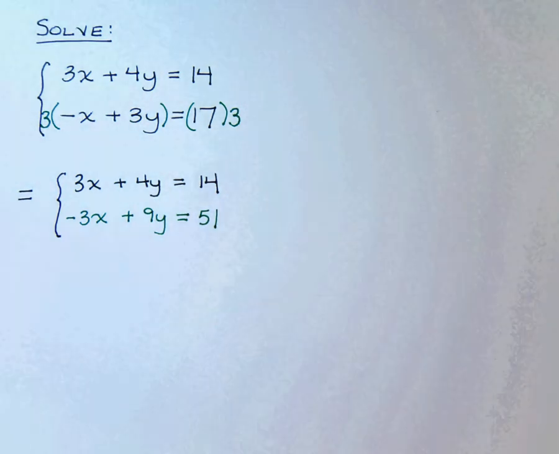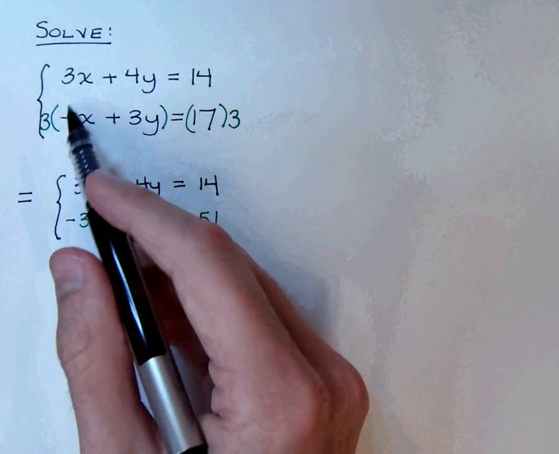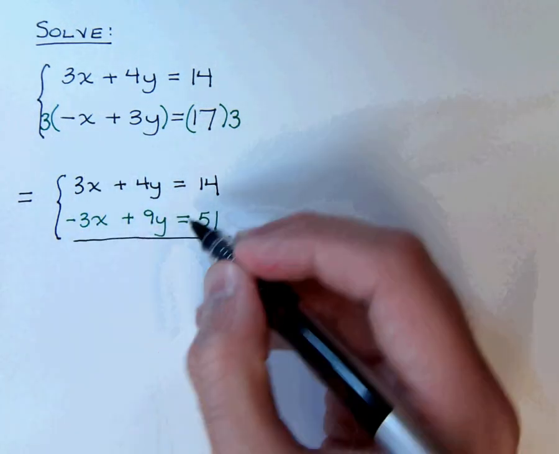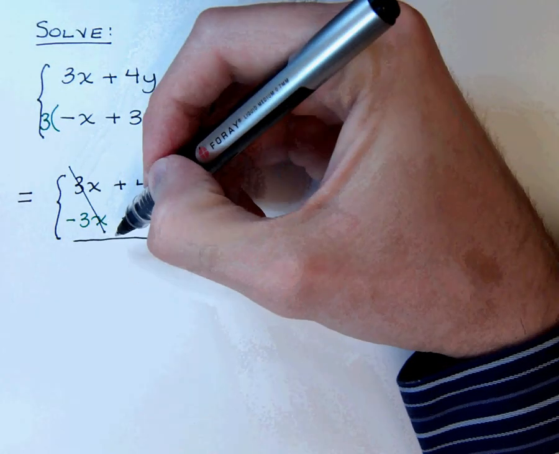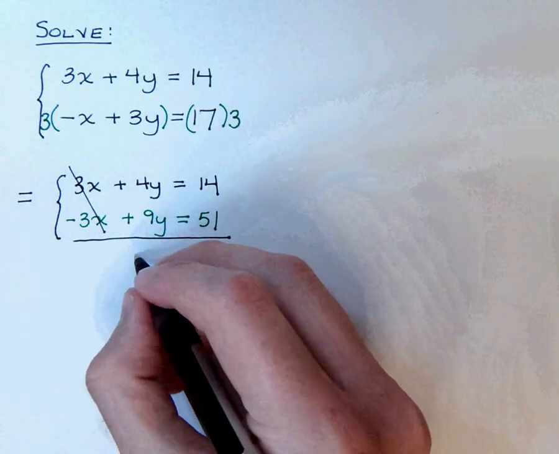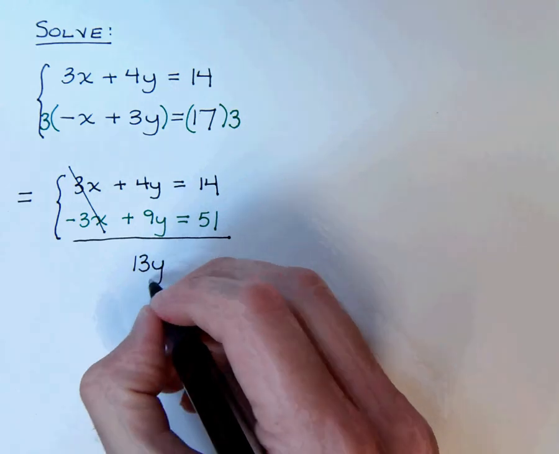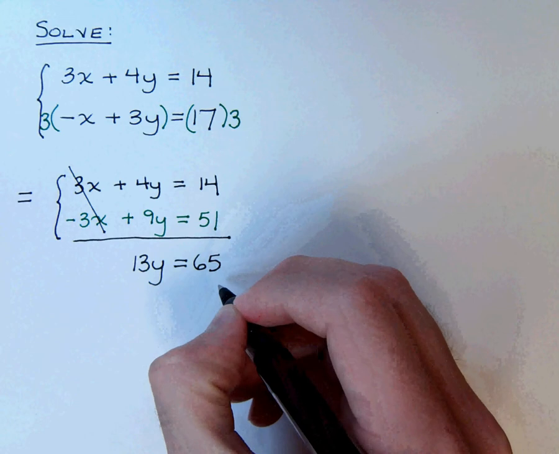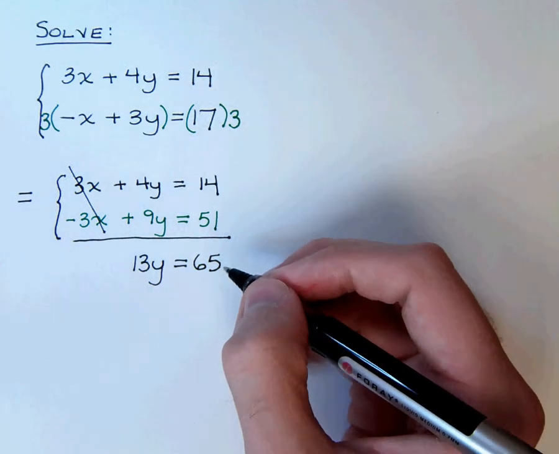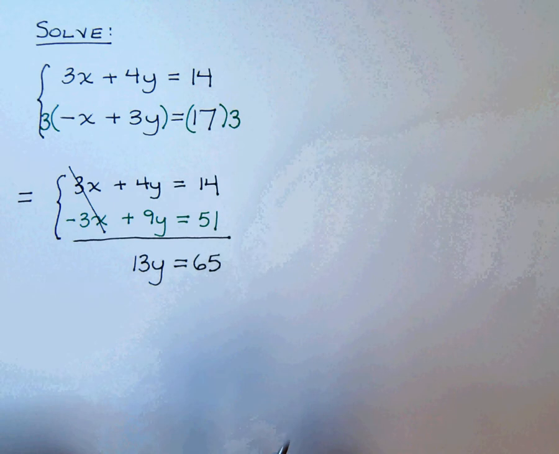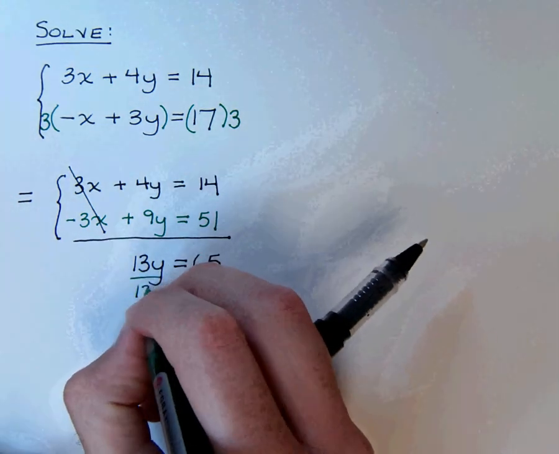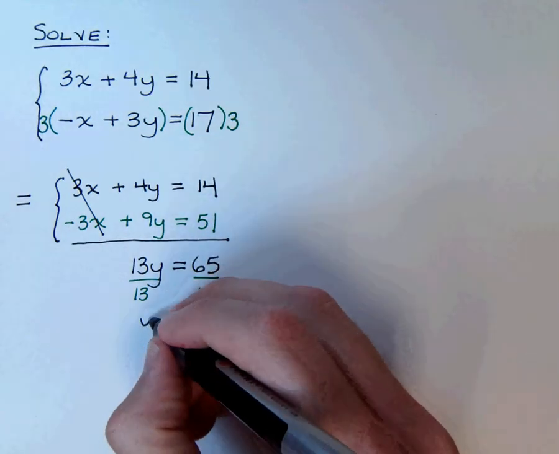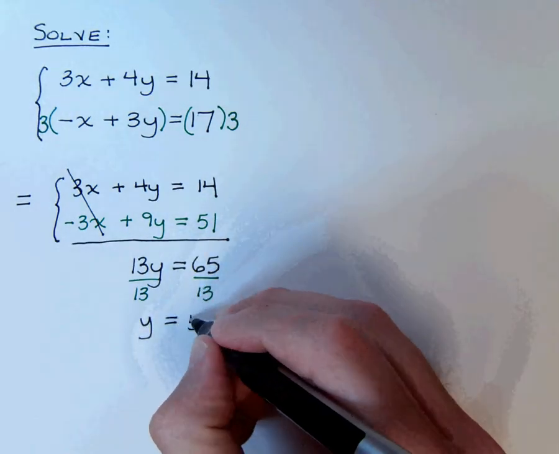Now remember, the reason I multiplied this by 3 was so that I would get the x's to cancel. And that's exactly what happens. Here, these x terms cancel. Combine the y terms and you get 13y. On the right side, you end up with 65. Well, one equation, one variable, easy to solve. All we have to do is divide both sides by 13. Dividing both sides by 13 will yield that y is equal to positive 5.